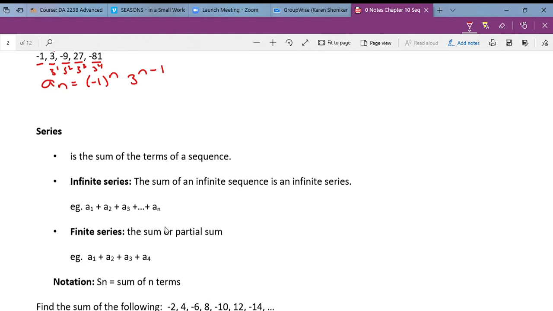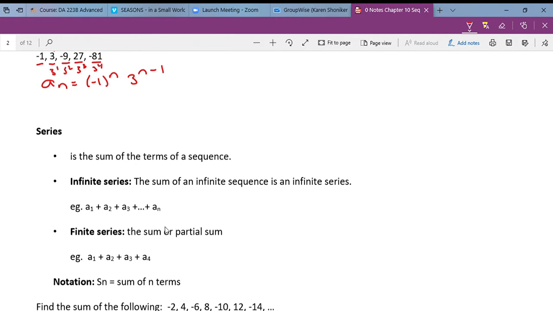So it's the same. The only thing we do differently is instead of listing them as numbers in a sequence, we write them as a sum or addition, and we call it a series. So just like with a sequence, you can have an infinite series and you can have a finite series. If you have an infinite series, that means that you're going to go on forever. So to find the sum of these is quite difficult because there's no end.